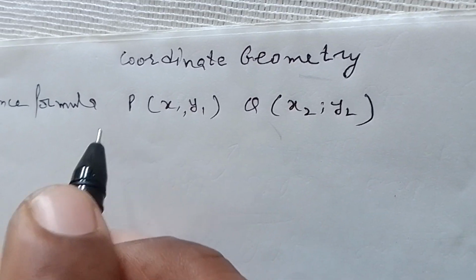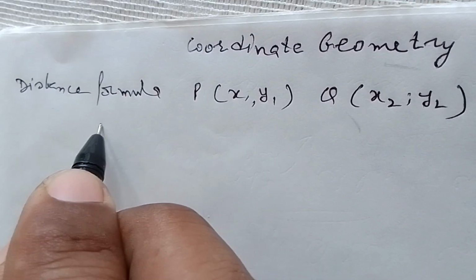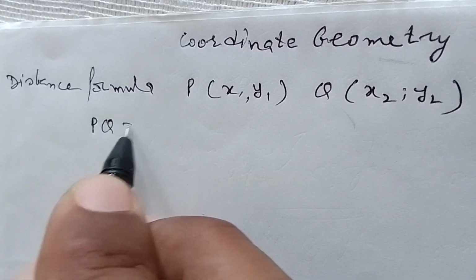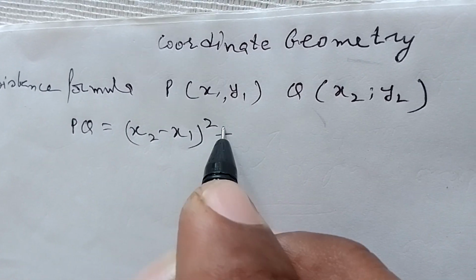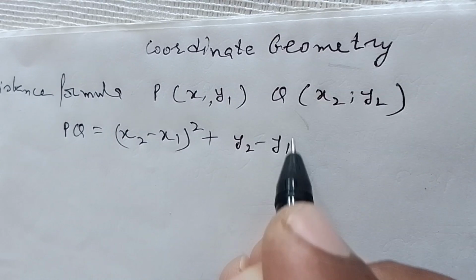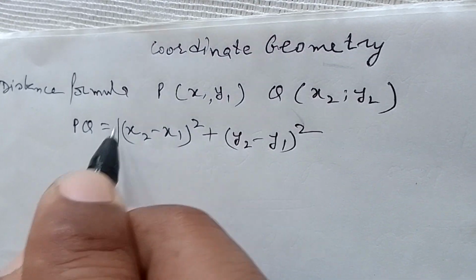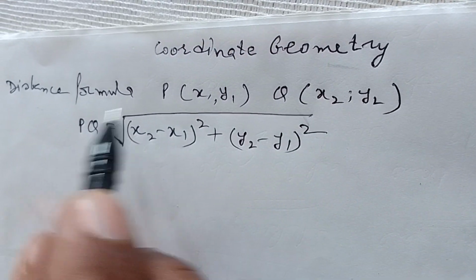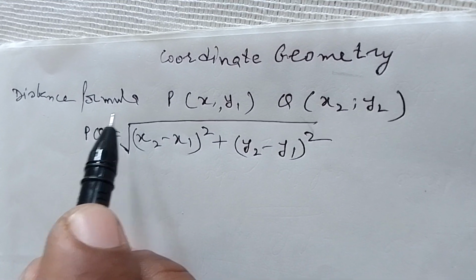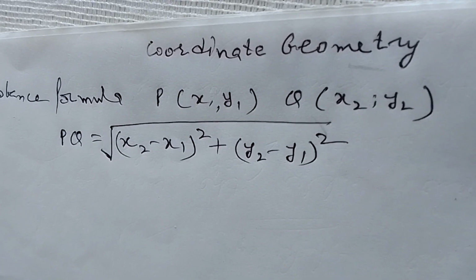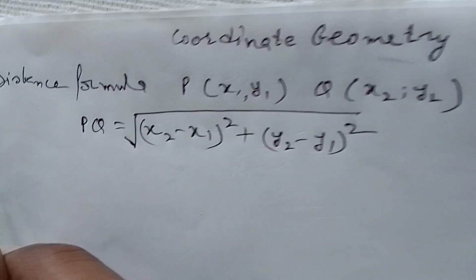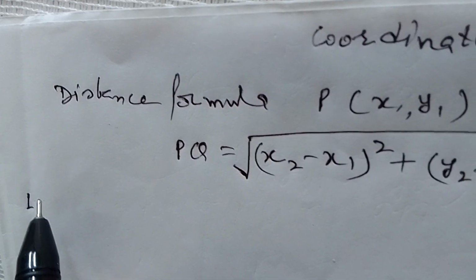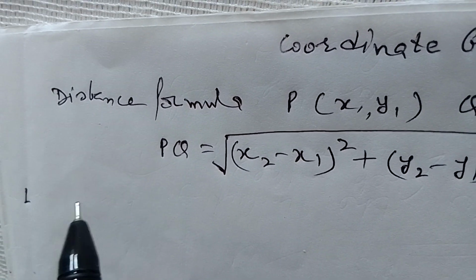The formula to find the distance between these 2 points can be written as PQ is equal to the square root of (x2 minus x1) square plus (y2 minus y1) square. So this is the formula which is called the distance formula. Now we are going to start exercise 7.1. The first question of the exercise: find the distance between the following pairs of points.